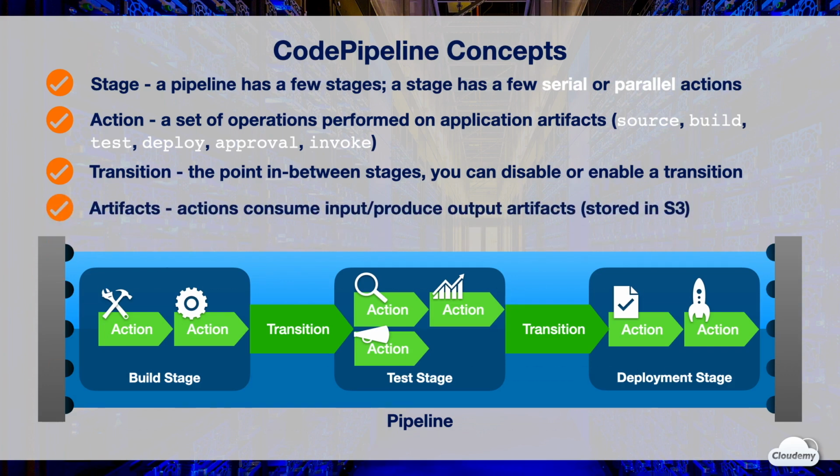An artifact is a collection of application data, which can be the source code, libraries, dependencies, executables, and definition files. Each action consumes input artifacts and produces output artifacts. The output artifacts are sent to an S3 bucket. CodePipeline passes the artifacts from one action to another, using an S3 bucket as temporary storage. For example, the build action takes the source code as the input and produces an application package as the output. The application package is then passed to the deployment stage as the input.